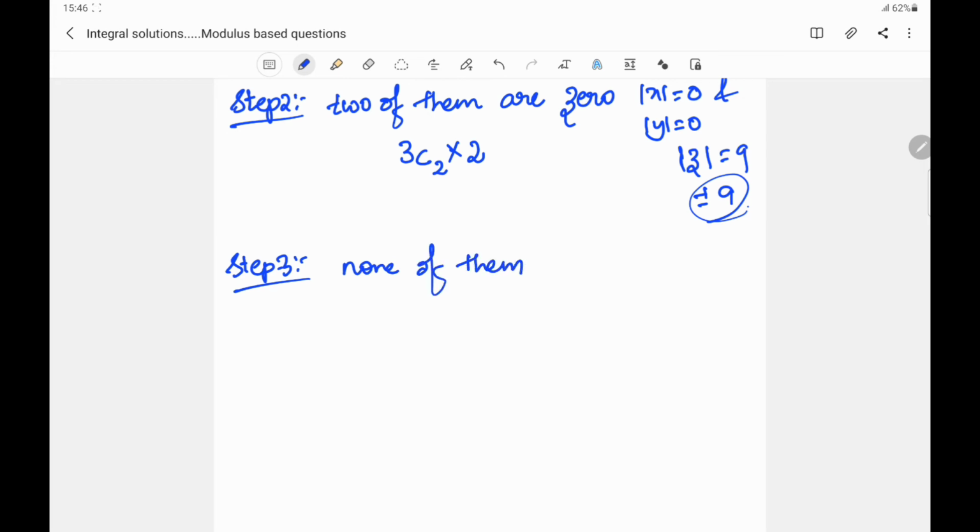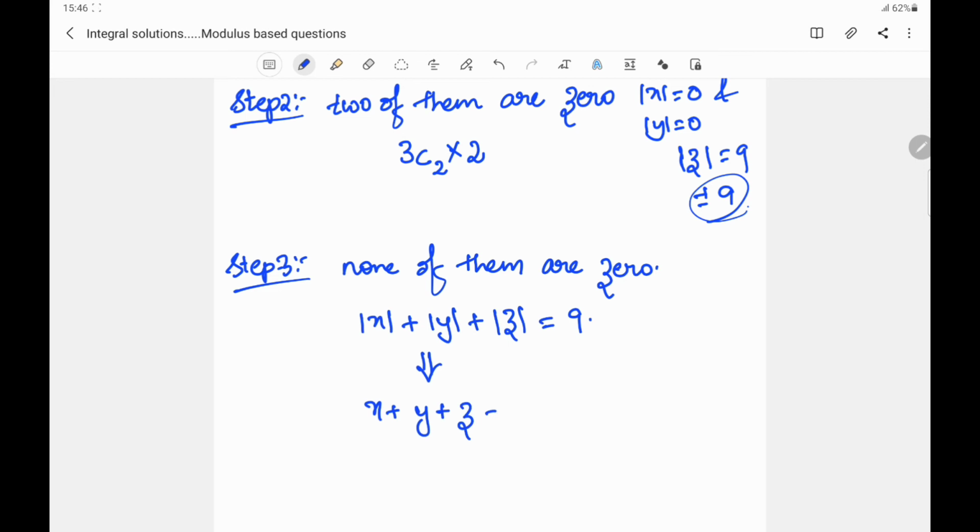None of them are 0. So the equation that is given here is modulus of x plus modulus of y plus modulus of z equals 9. So none of them are 0, so this equation is going to change to x plus y plus z equals 9, and x, y, z greater than or equal to 1.